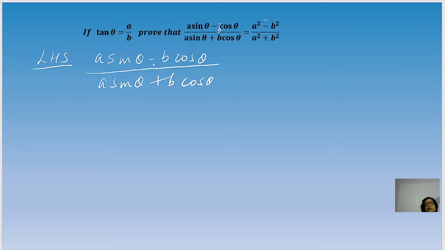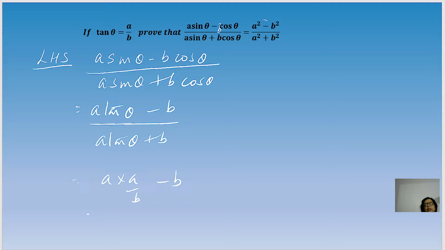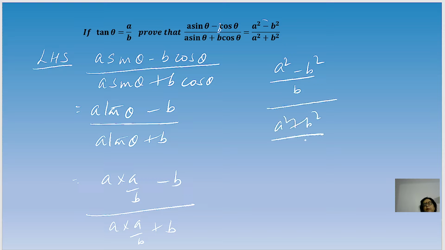So as in the previous case, we'll divide the numerator and denominator separately by cos theta. So we get here A tan theta minus B by A tan theta plus B. Now we put the value of tan theta, that is equal to A by B, so we get A into A by B minus B by A into A by B plus B. So we get over here A square minus B square by B divided by A square plus B square by B. So this B and B get cancelled and we are left with A square minus B square by A square plus B square, which is the right hand side. So this is how it has to be done.